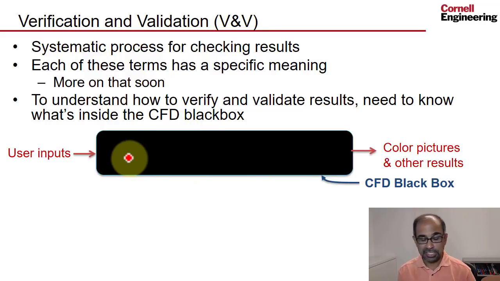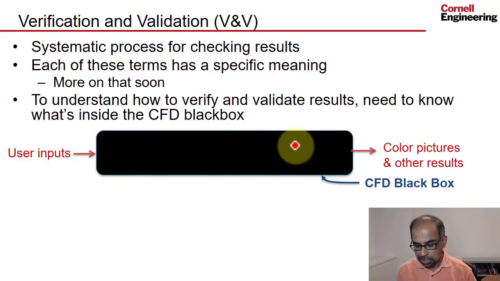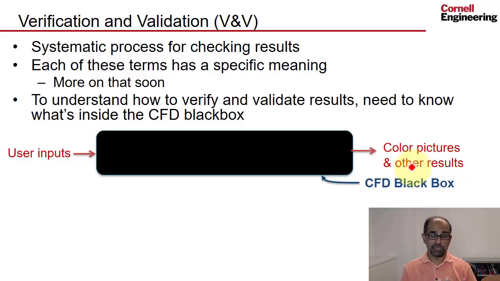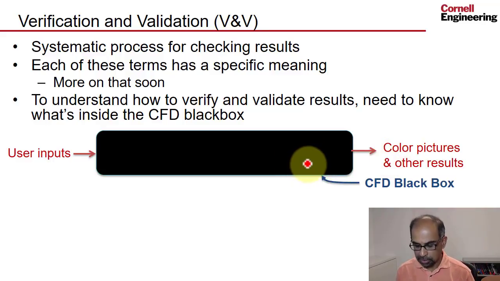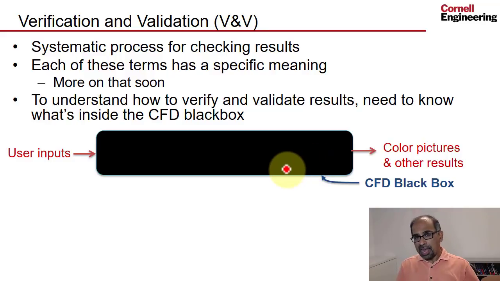So the tool is a black box, and we'll give it user inputs, geometry, mesh, boundary conditions, and so on. And we'll turn the crank and we'll get color pictures and other results. And so we need to know conceptually how the black box is turning these user inputs into these color pictures and drag coefficients and so on. And so I'll talk more about that in my succeeding videos. And I will talk about the big ideas here, or the biggest of big ideas.